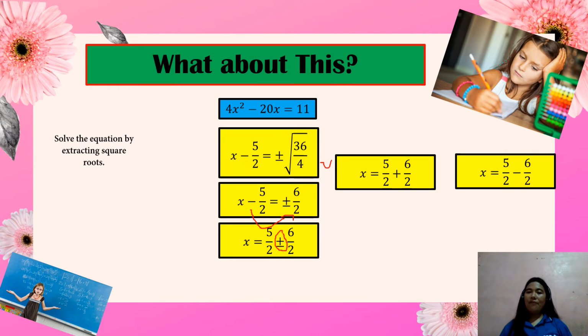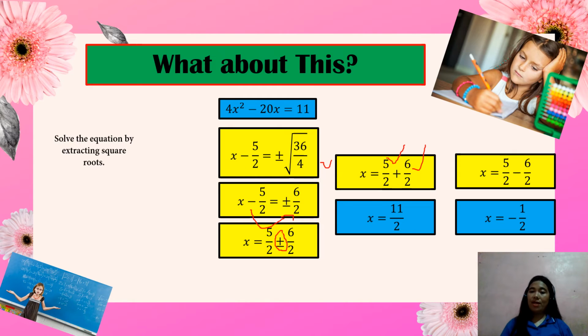So, to have a very easy way of adding them, 5 plus 6 is 11, right? So we're going to have here 11 over 2. We cannot have a whole number for 11 over 2, so it's just a fraction, and we'll retain it as it is. Now here we have 5 minus 6. That's basically negative 1, so we're going to have here negative 1 half.